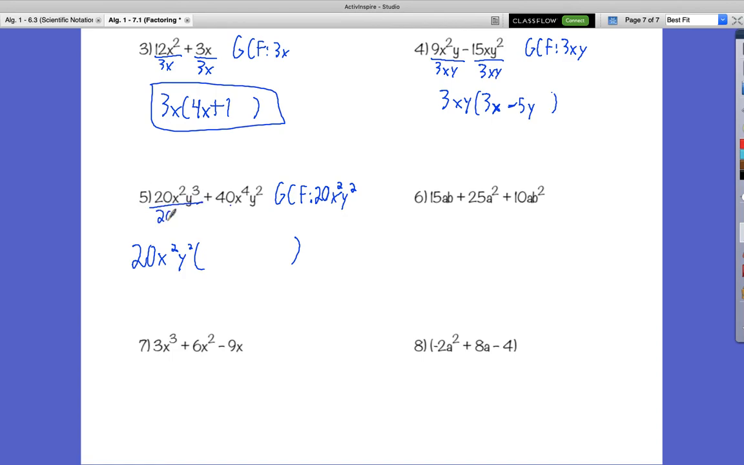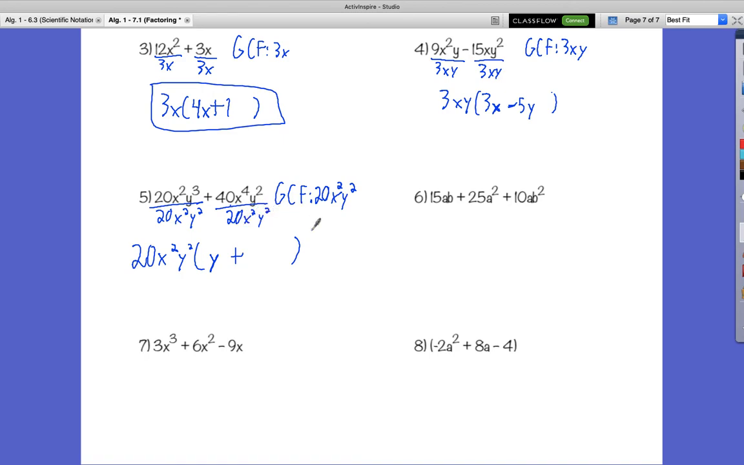and I divide both these terms by our GCF. What's 20 divided by 20? 1. What's x squared divided by x squared? 1. And what's y to the third divided by y squared? Just y, or y to the first. So the first part just becomes y, plus 40x to the fourth y squared divided by 20x squared y squared.